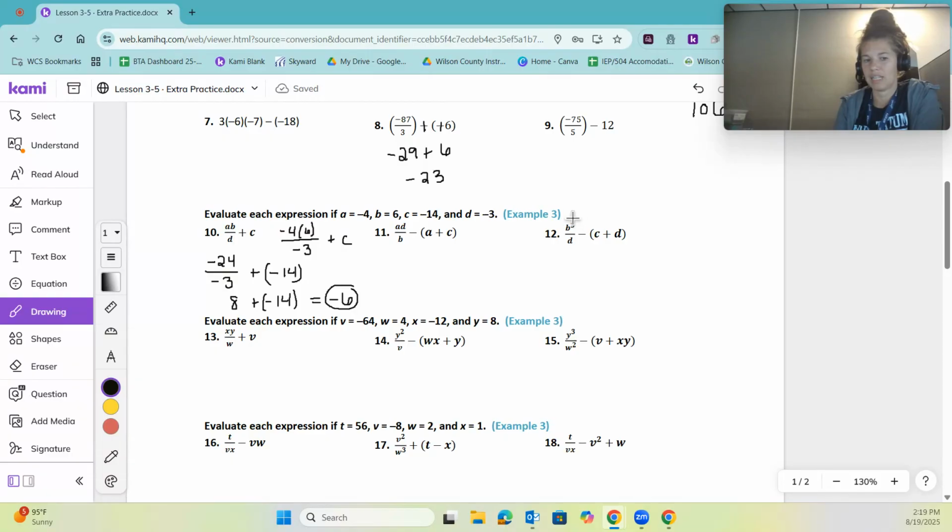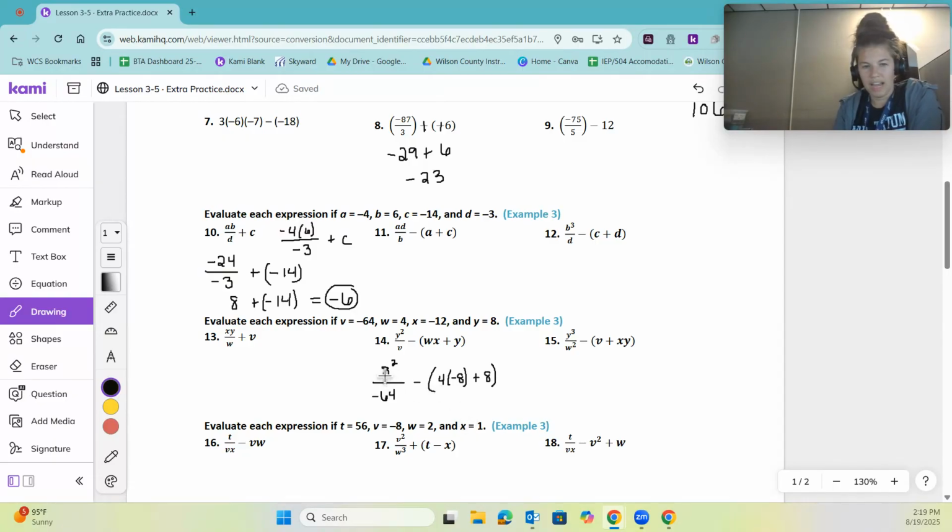12 does have this exponent, so that's going to be 6 to the third power. Again, you'll do that first before you divide by d, which is -3. Okay? And then this is a different type. Let's try number 14 here. That's very similar to that one I was talking about on number 12. So y squared, y is 8. So we have 8 squared divided by v, which is -64. And then minus, and then we have wx, which is going to be 4 times -8, and then plus y, which again is 8 there.